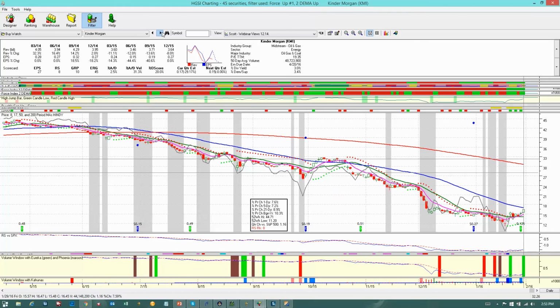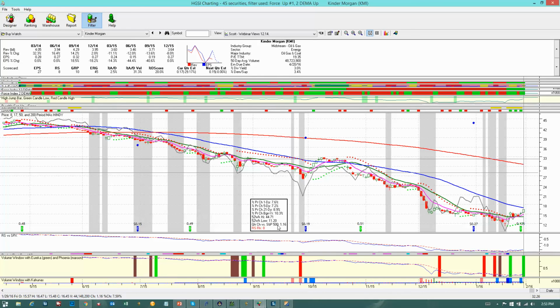Kinder Morgan, this was one of my energy thoughts. All these stocks that I'm listing here are stocks that have gone into my short list for this week for various reasons. I'm trying to point them out. Kinder Morgan is one of the ones that have been killed. It's actually up 10% on the year.